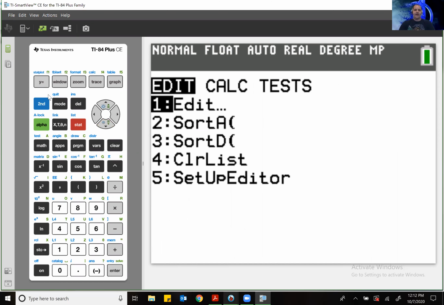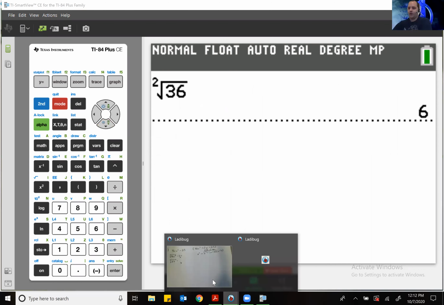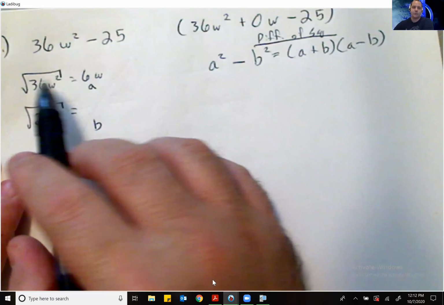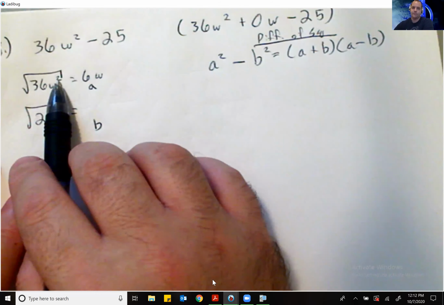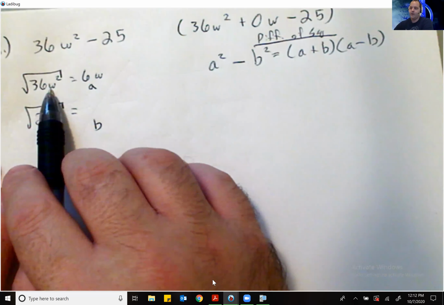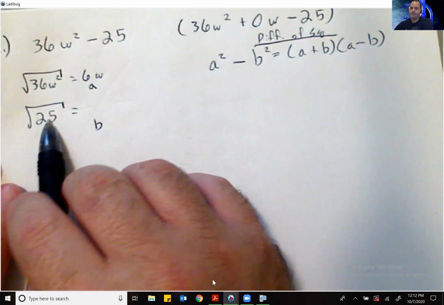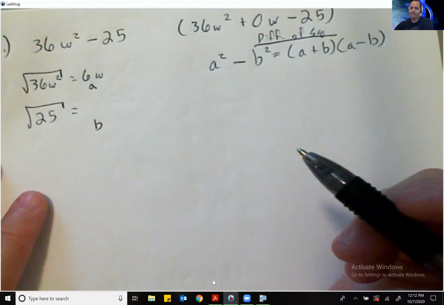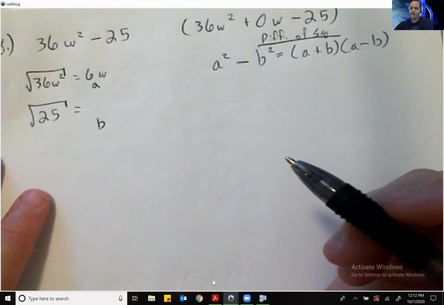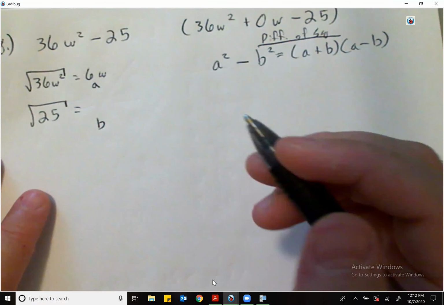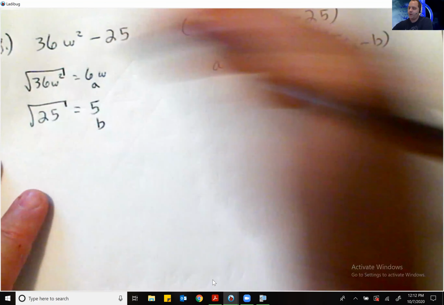And then as we have talked about before, if you are taking the square root of something squared, they just cancel each other out, leaving you with the W. All right, what's the square root of 25? 5. All we got to do now is fill in our parentheses.